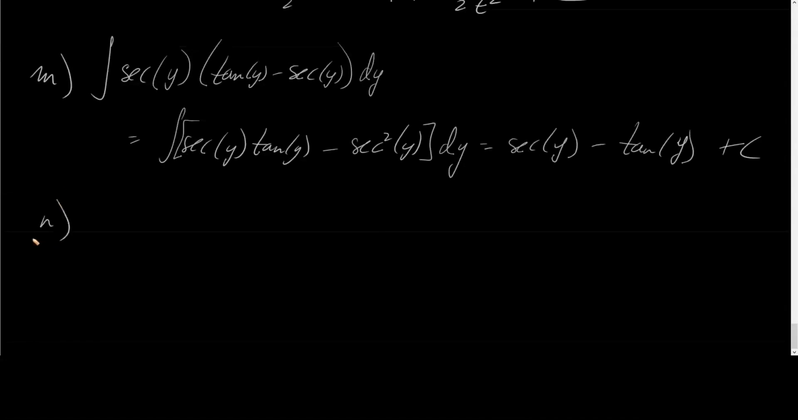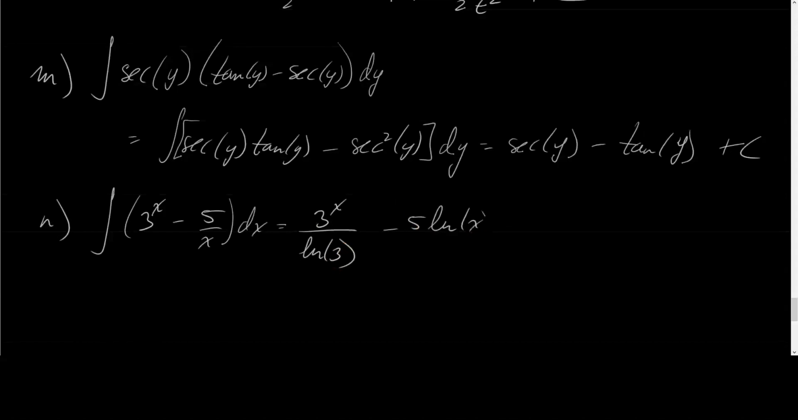And if I had the antiderivative of 3 to the x minus 5 over x dx, well, an antiderivative of that would be 3 to the x over ln of 3 minus 5 ln of x plus c. Right? Yeah, we'll just leave it at that.